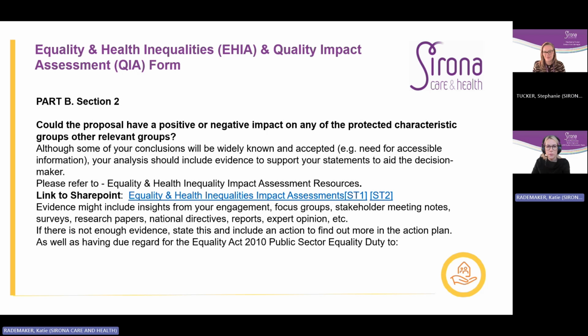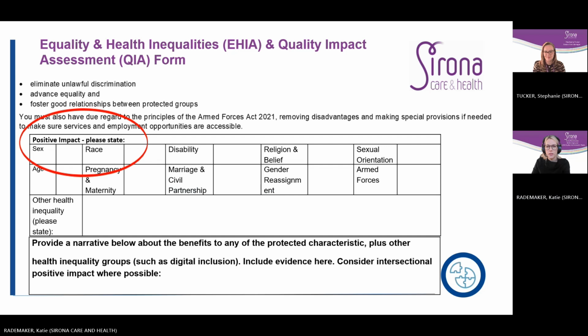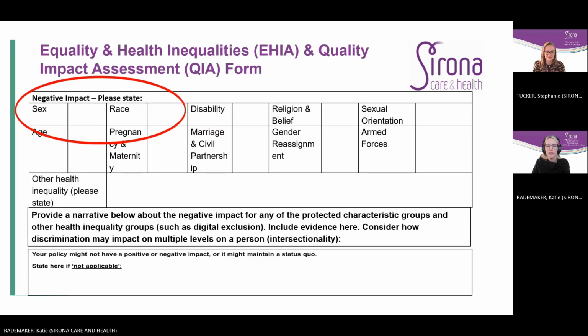This is where you describe if your proposal has a positive or negative impact on any of the protected characteristic groups, or whether relevant groups who might face health inequalities. Start with the positive impact. Pick which group is impacted and describe the benefits of your proposal. Next, tick which groups might be negatively impacted and describe how in the box below. Remember intersectional impact. Sorry, Katie.